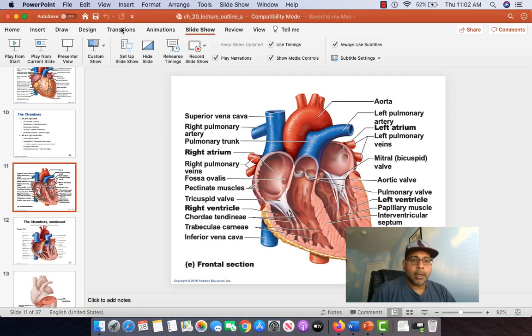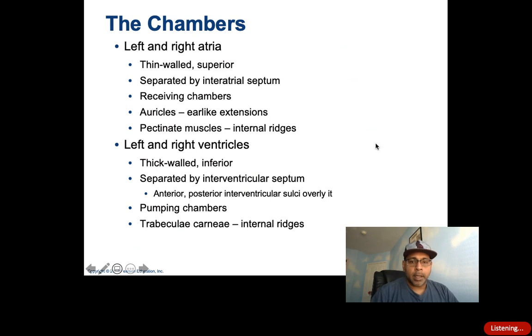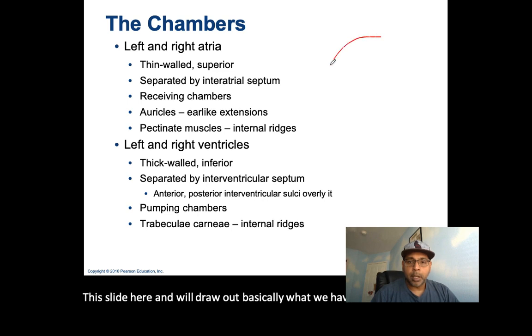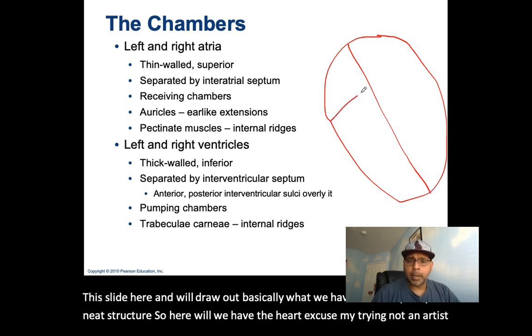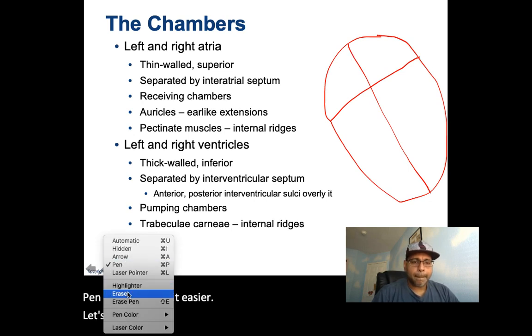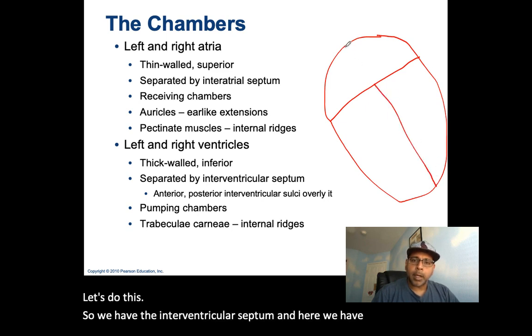This fossa ovalis, now we can see here, we'll move over to this slide here and we'll draw out basically what we have here. It's a pretty neat structure. So here we'll say we have the heart. Excuse my drawing, I'm not an artist and this pen doesn't make it easier. So we have the interventricular septum, and then here we have our interatrial septum.